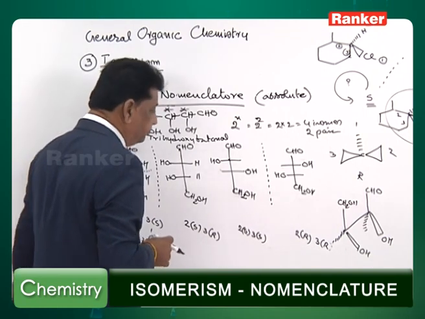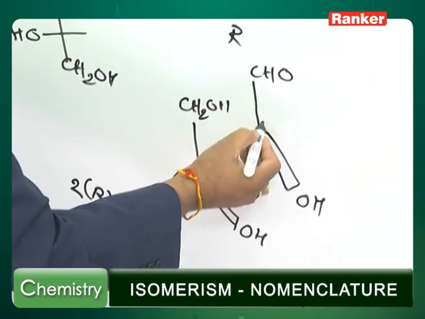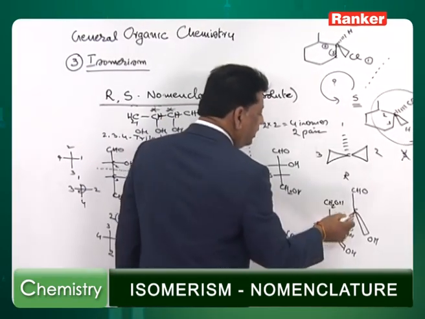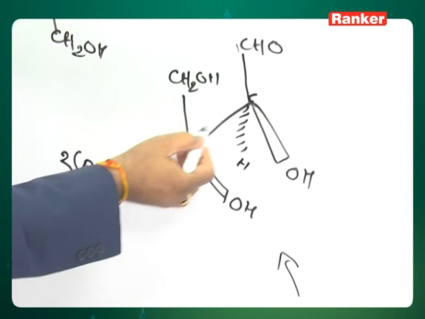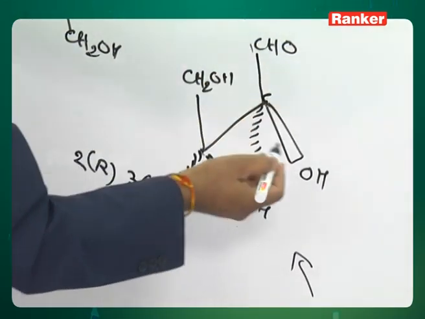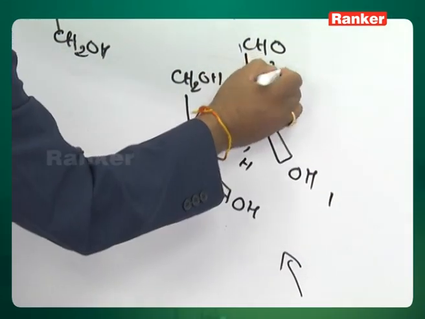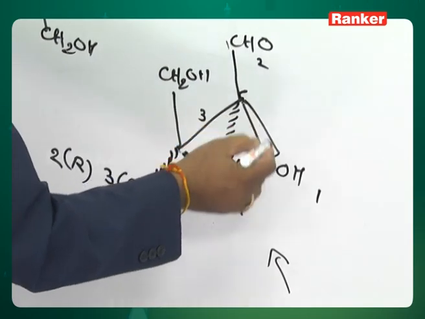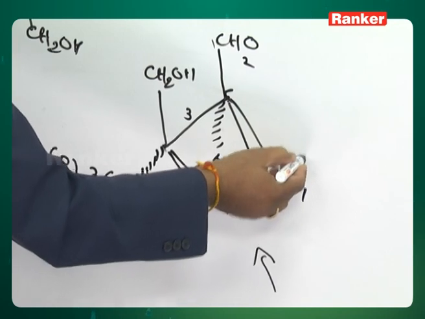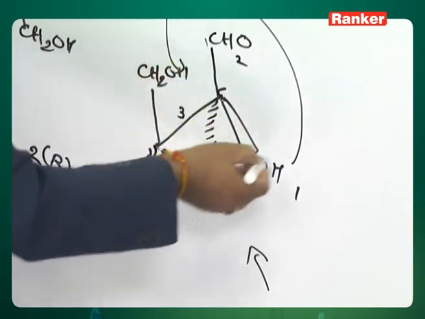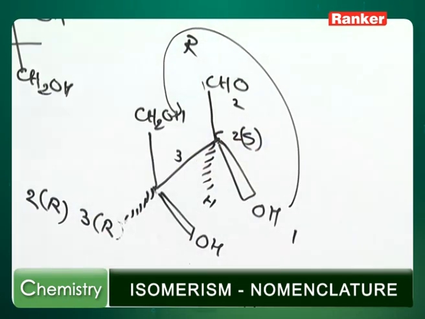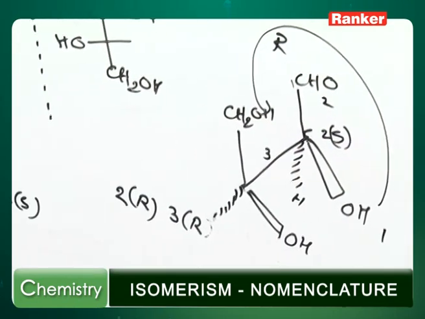So now let us decide the configuration at the second carbon here. The 4 is already backside, these 2 are on plane, this is towards you. So let us designate the 1, 2 and the 3. This is already backside, so you can as such go to the implementation. So 1, 2, 3, it is anti-clockwise, therefore S. That means at the second carbon you have an S. Verify it, it is S only, right?